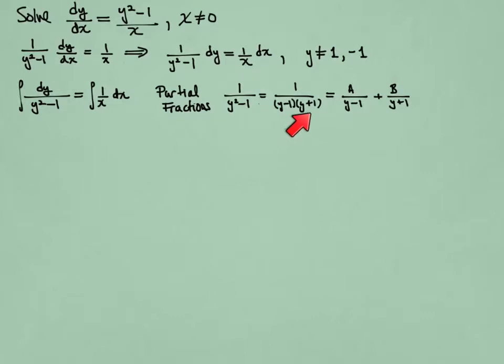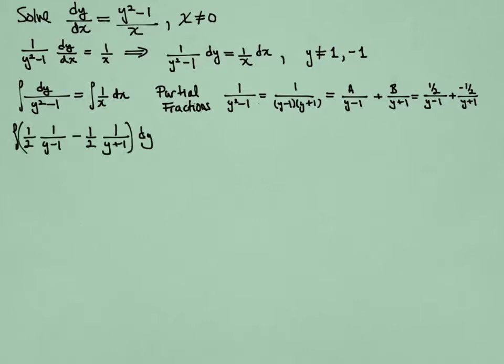Because these are distinct linear factors, we can use the cover-up method to find a and b. If you plug in 1 into the rational expression and cover up y minus 1, you'll have 1/2. That tells you 1/2 goes there. And if you cover up this one and plug in minus 1, because it makes that factor 0, you'll get negative 1/2, and there's the partial fractions decomposition. So we really just need to integrate 1/2 times 1 over y minus 1 minus 1/2 times 1 over y plus 1. On the right hand side we still have that integral of 1 over x.